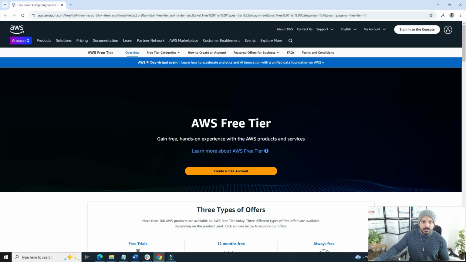So currently we are visiting the AWS official website, and we are looking into this particular page for AWS Free Tier. If you read it, it says: gain free hands-on experience with AWS products and services. So the main purpose of having these free tiers is to get hands-on experience on AWS products and services without paying any money, which I feel is a genius idea.